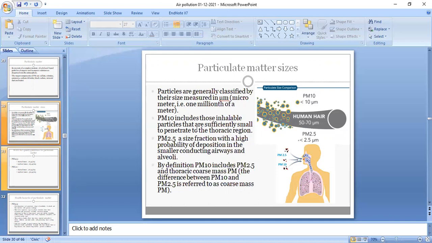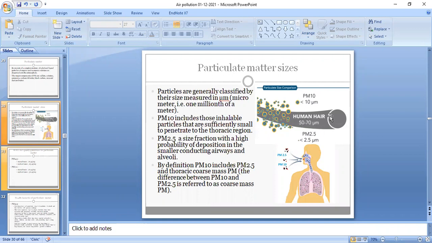It includes those inhalable particles that are sufficiently small to penetrate to the thoracic region, while particulate matter of 2.5 micrometer size has a size fraction with a high probability of deposition in the smaller conducting airways and alveoli. As shown in the figure, the particulate matters that have a diameter of less than 10 micrometers are larger in size, while those of 2.5 micrometers are smaller.